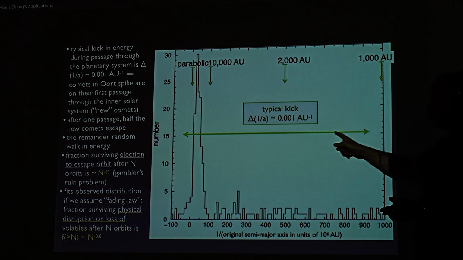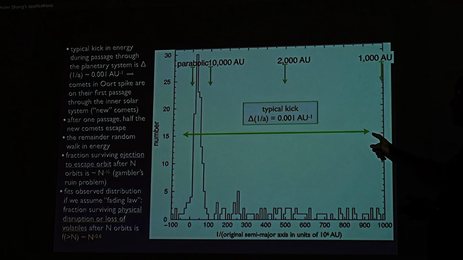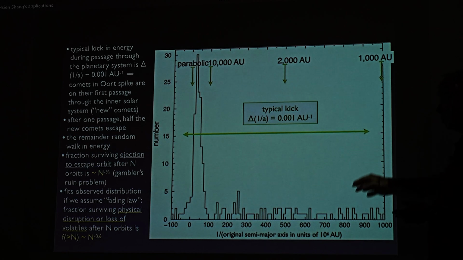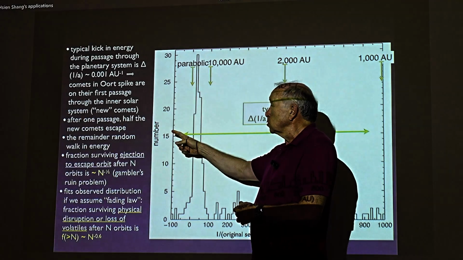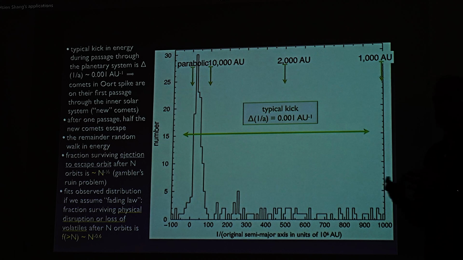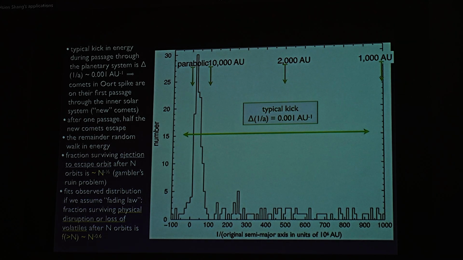So something that comes in from the Oort spike is typically either going to get a large random kick towards more positive energies in this direction, and it will show up somewhere in this tail of distribution of comets, or it'll get a kick in the other direction, in which case it'll be on an escape orbit and it'll be lost from the solar system and we'll never see it again.